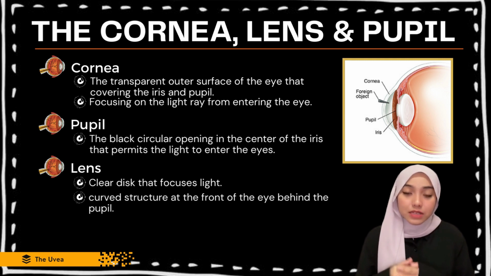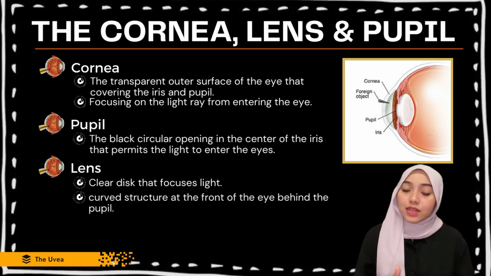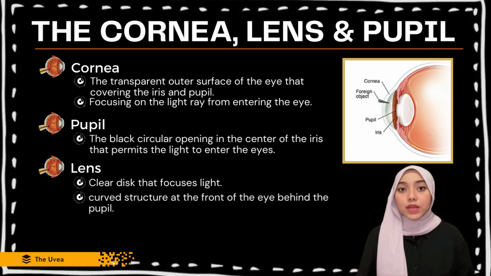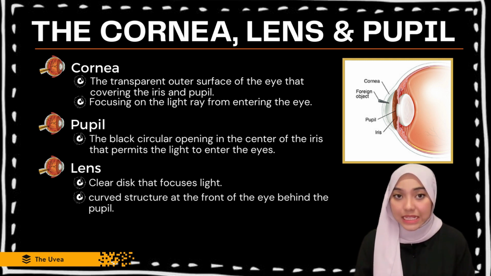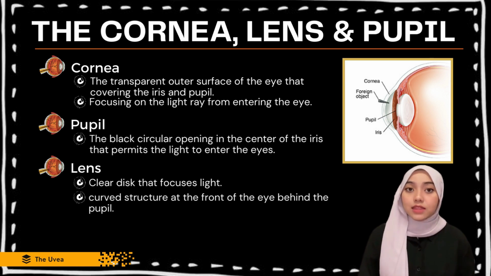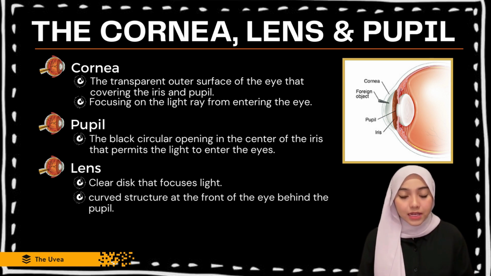It is the primary structure for focusing the light rays entering the eyes. The pupil is the black circular opening in the center of the iris that permits the light to enter the eyes. Last but not least is the lens. The lens basically is a clear disc that focuses light as in a camera or microscope. In the eye, the lens is a clear curved structure at the front of the eye behind the pupil.